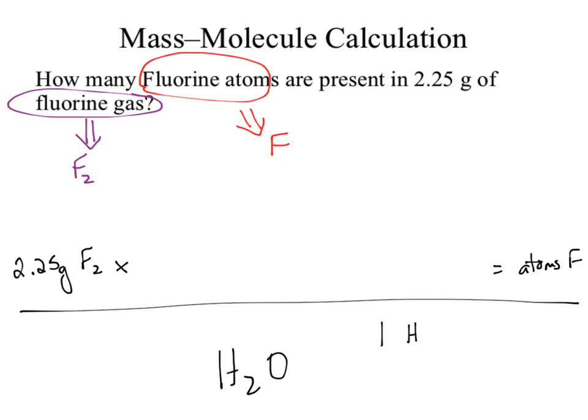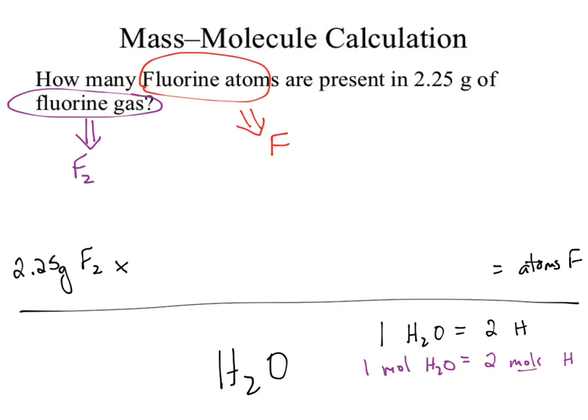In one water molecule, how many hydrogens do I have? H2O, 2 H's. In 1 mole of water, how many hydrogens do I have? 2 moles of hydrogen. Remember, mole is just a scalar factor.